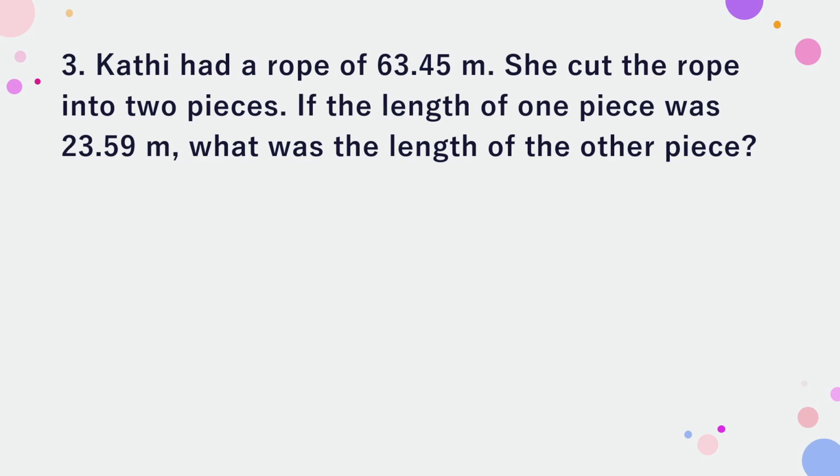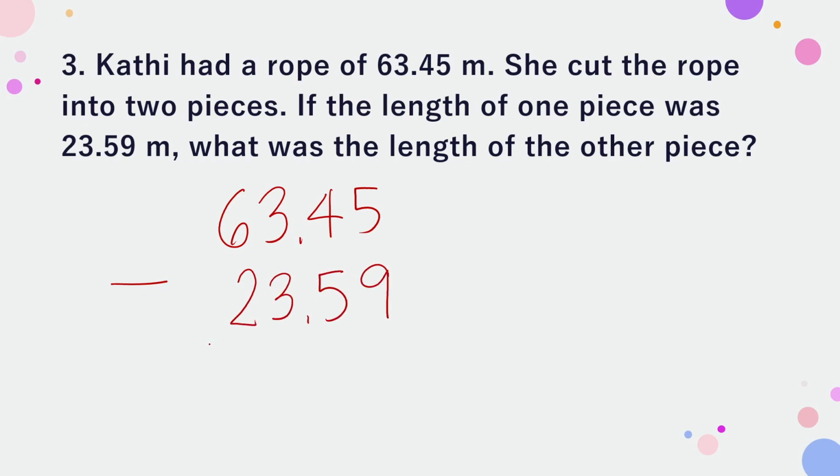The other piece is 23.59. How long is the other piece? What will I do there? I'm going to subtract 23.59 from 63.45. Some problems are tricky because of the words "cut into 2 pieces," so you think you should divide, which is wrong, because in this problem you are already given the length of one piece. So what do I do to get the length of the second piece? I'm going to subtract. So let's do subtraction.